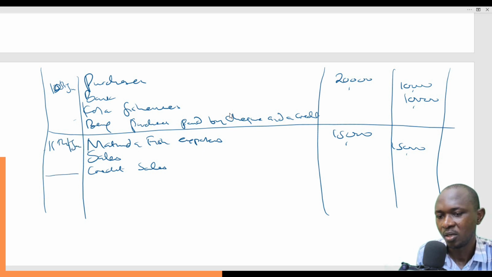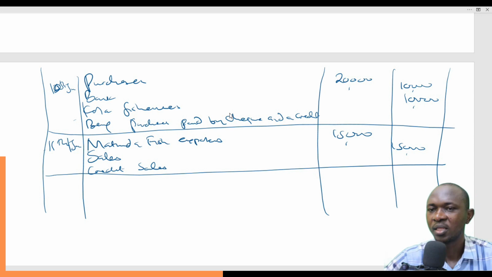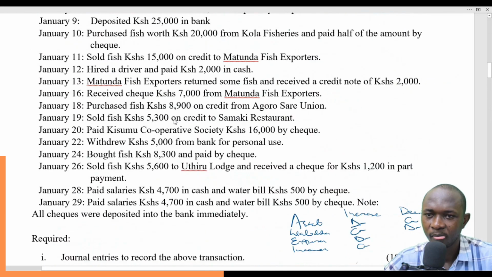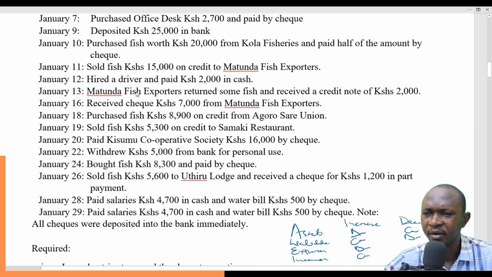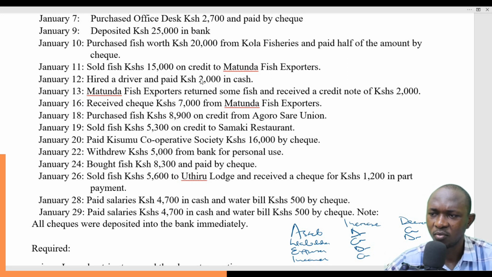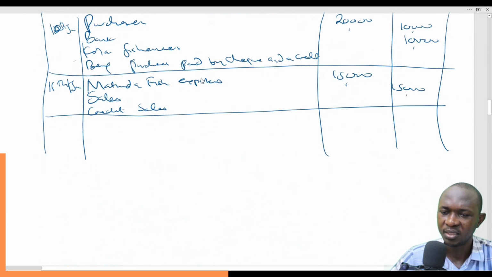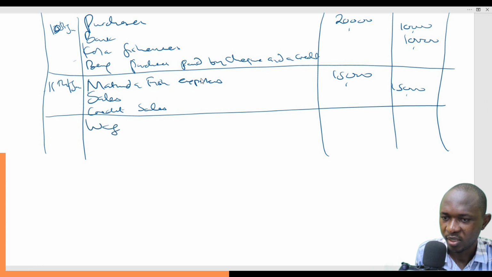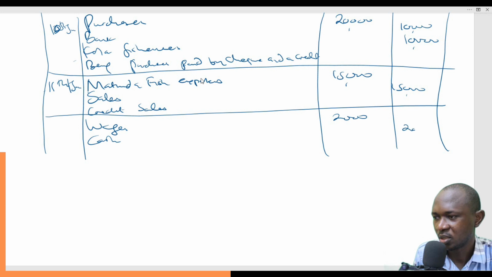Let's move to 12th. January 12th, hired a driver and paid 2,000 in cash. So this could be the wages. Let's just call them wages, because wages are expenses. We simply say debit wages 2,000, cash, because cash is reducing. Cash is an asset, wages are expenses. So we say payment to the driver. Close it. This is 12th January.